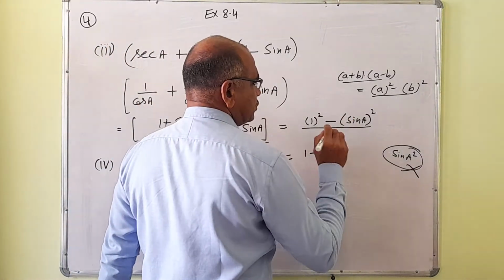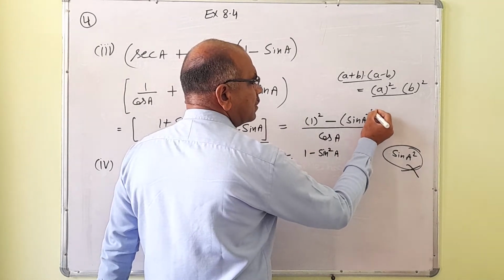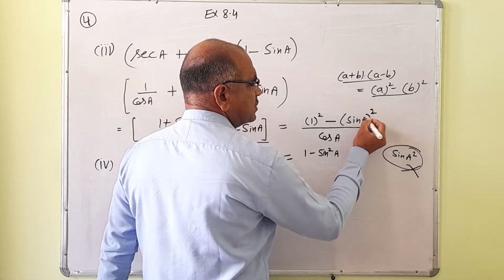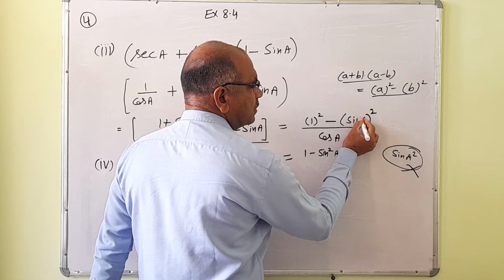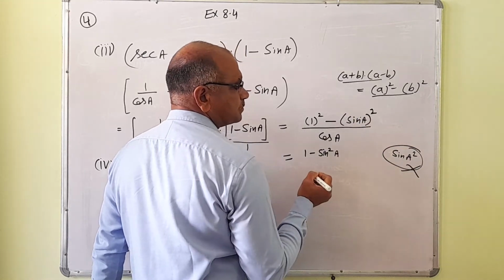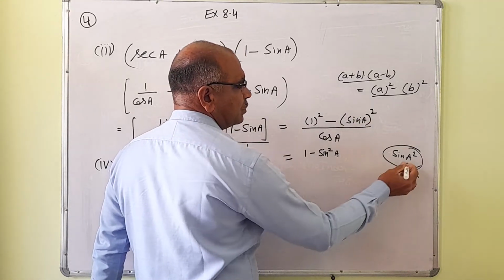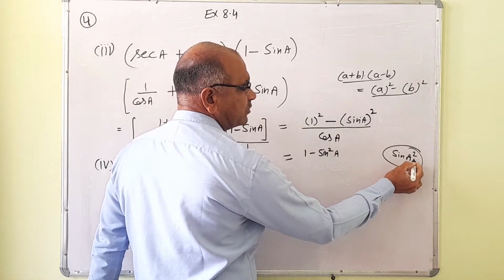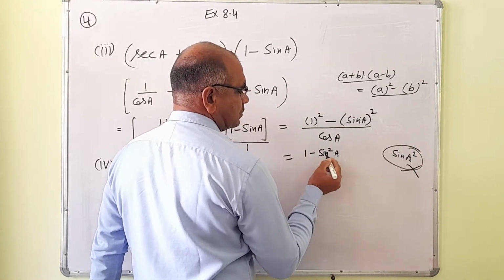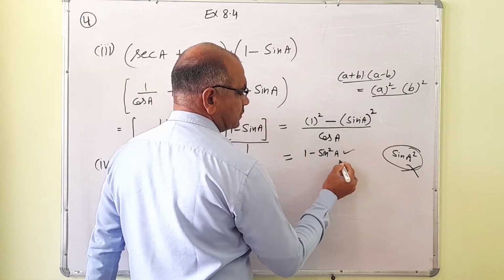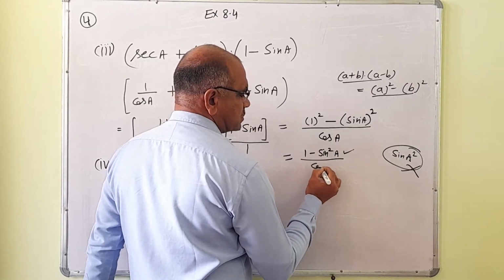In trigonometric ratios, you apply the square at this place. Don't write like this, this is wrong. This is right. Cos A.